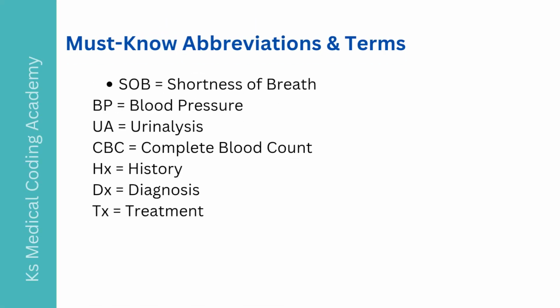Must know abbreviations. Here are commonly used abbreviations in medical records: SOB for shortness of breath, BP for blood pressure, UA for urinalysis, CBC for complete blood count, HX for history, DX for diagnosis, and TX for treatment.